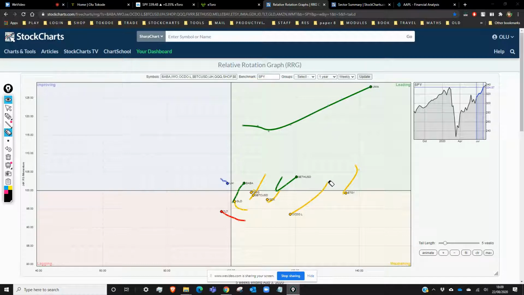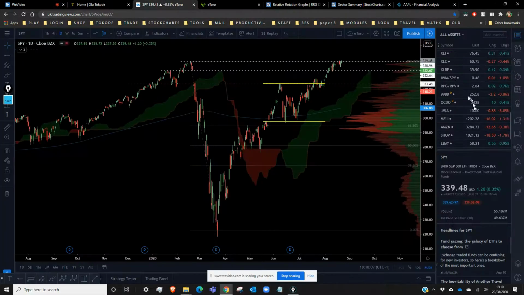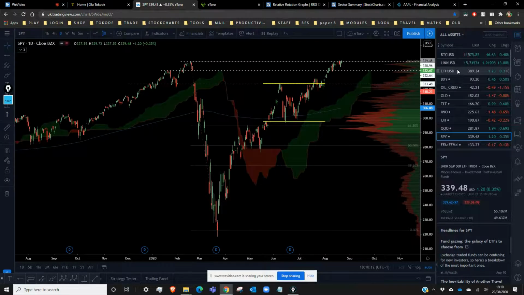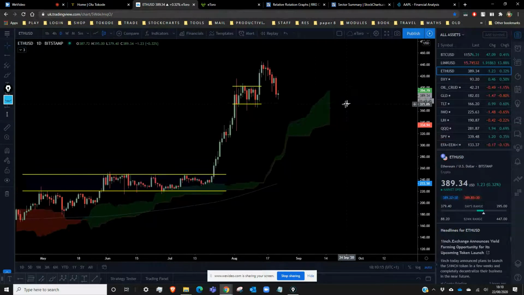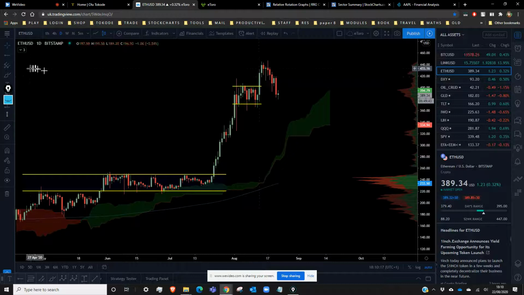Ocado has lost momentum and relative strength. So as it goes down, it loses momentum. As it moves to the left, it loses relative strength, but it's still doing relatively okay. Ethereum had a bad few days. Let me see what that looks like. Ethereum. Yeah, this is Ethereum. So this is that spell. This was bad for momentum.